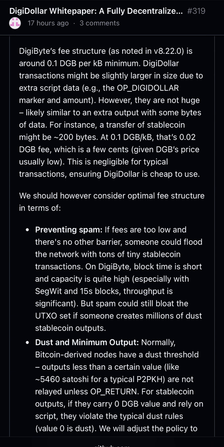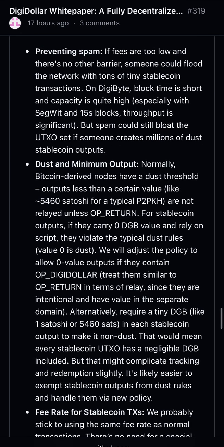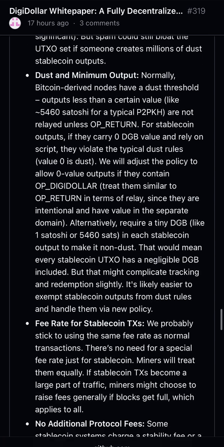We should, however, consider optimal fee structure in terms of preventing spam. If fees are too low, and there's no other barrier, someone could flood the network with tons of tiny stablecoin transactions. On DigiByte, block time is short and capacity is quite high, especially with SegWit and 15-second blocks. Throughput is significant. But spam could still bloat the UTXO set if someone creates millions of dust stablecoin outputs.